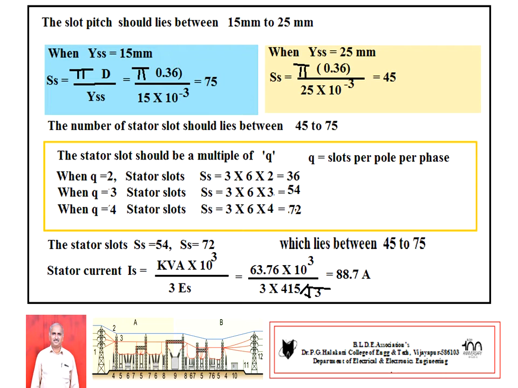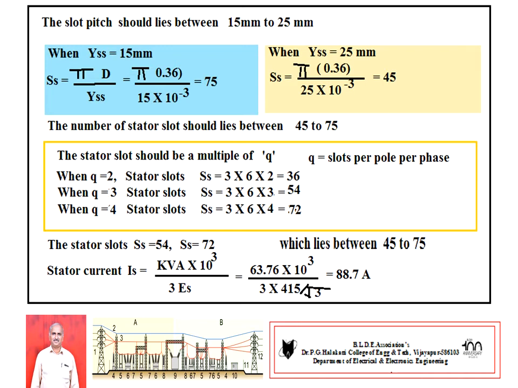So we are going to get minimum number of slots and maximum number of slots. As per these two conditions, the minimum number of stator slots is 45, maximum number of slots will be 75. Hence your SS range varies from 45 to 75.